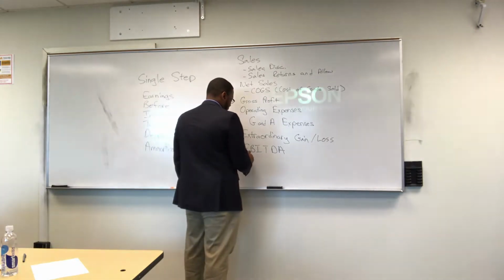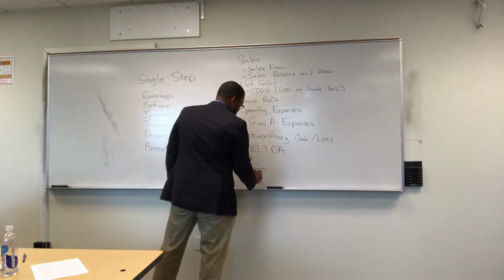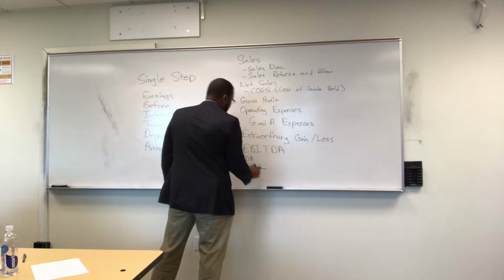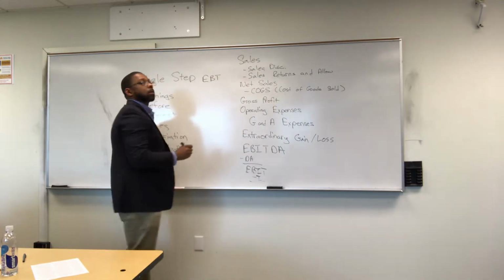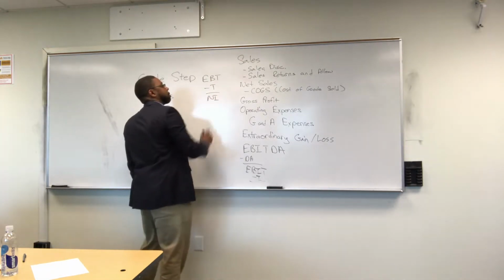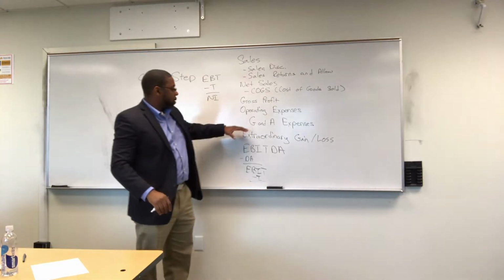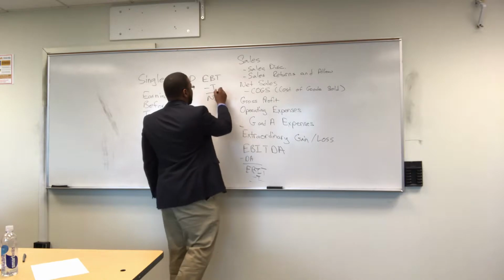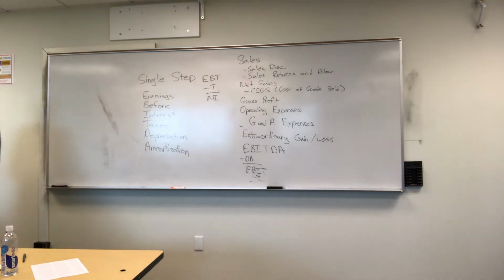Do, subtract DA, you get EBIT. Subtract the I, you get earnings before taxes. Subtract taxes, you get net income. This part here, from here to here, I'm adding that on because that's normally what's on the income statement.